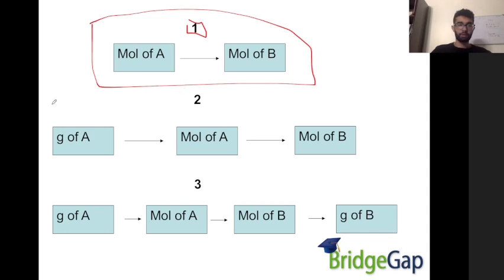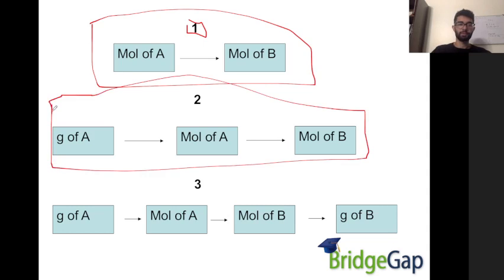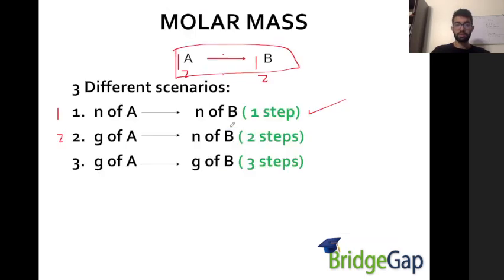Why do I call this a two-step reaction, or a two-step kind of solution? Because this is step number one and this is step number two. What we're doing is turning grams into moles, and then moles into the moles of B using the molar ratio. And how do we turn grams of A into moles of A?